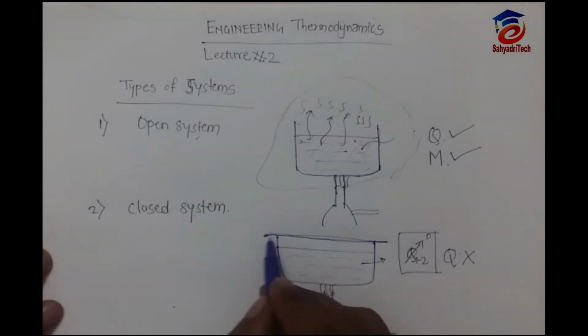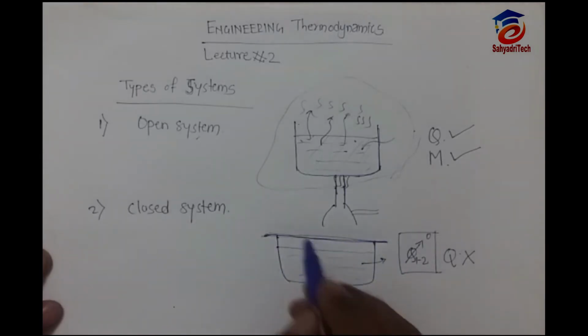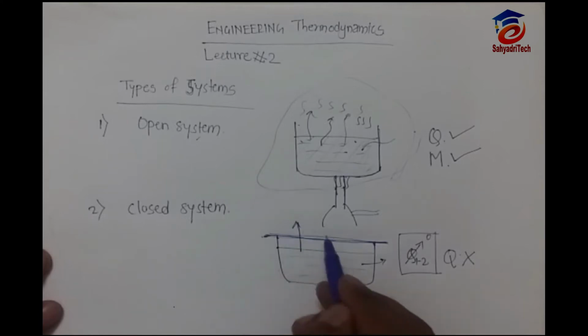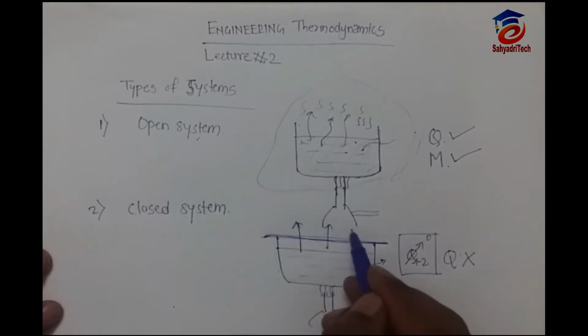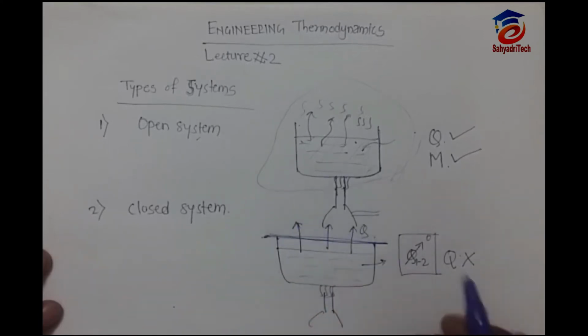This lid is also part of the boundary, so the heat will transfer from this lid. But you can see the mass cannot transfer, because the lid restricts the flow of matter, the flow of these water vapors. So mass will not transfer, but Q will transfer. This type of system is a closed system.